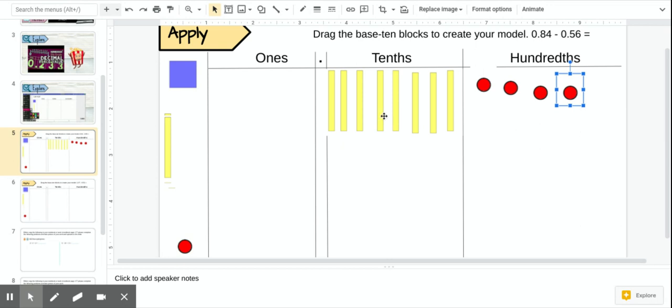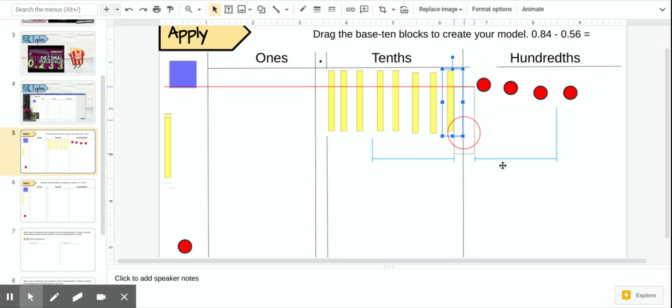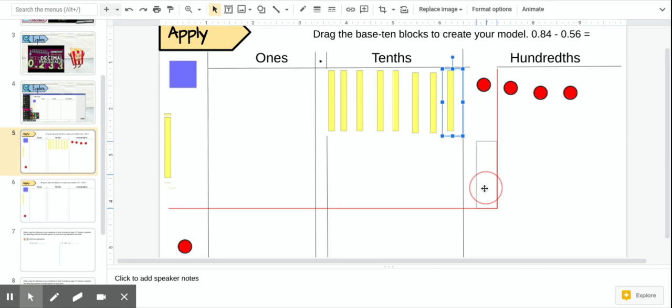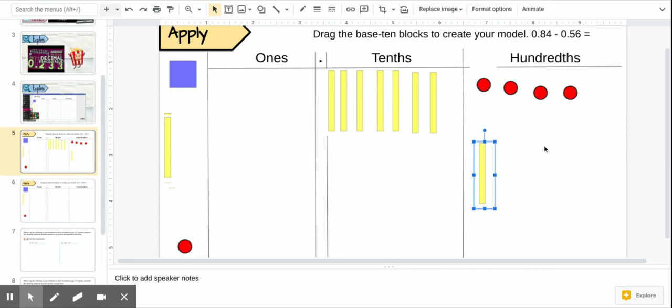Now, when we're subtracting, we're taking away from something that's already there, which is why we're not representing both numbers. We don't have 84 hundredths and also have 56 hundredths. We have 84 hundredths and we're taking away 56 hundredths from what's currently there. That is why we don't need to model both numbers.